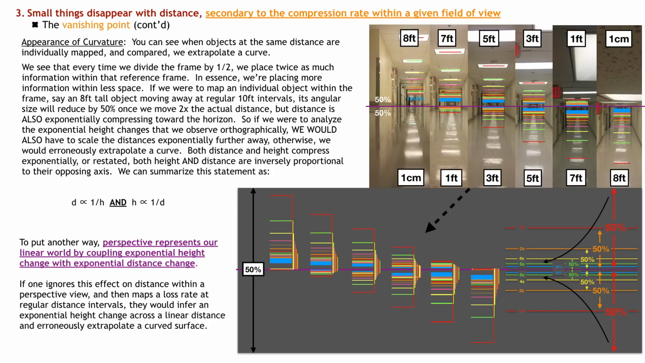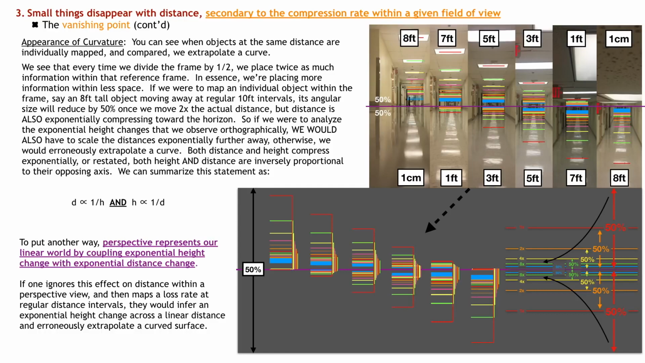So, some more appearance of curvature. You can see that when objects at the same distance are individually mapped and compared, we can extrapolate a curve. So we see that every time we divide the frame by 1/2, we place twice as much information within that reference frame. Remember that h1 over h2 equals d2 over d1. In essence, we're placing more information within less space.